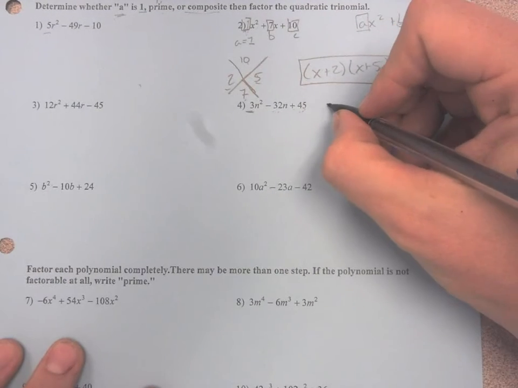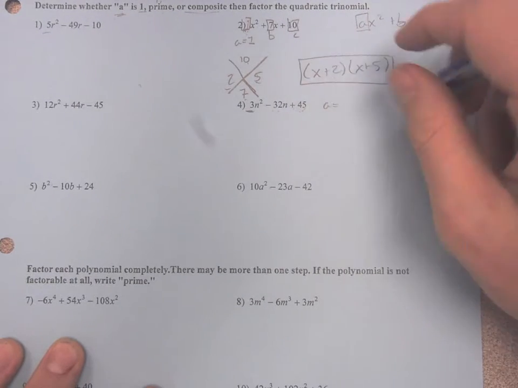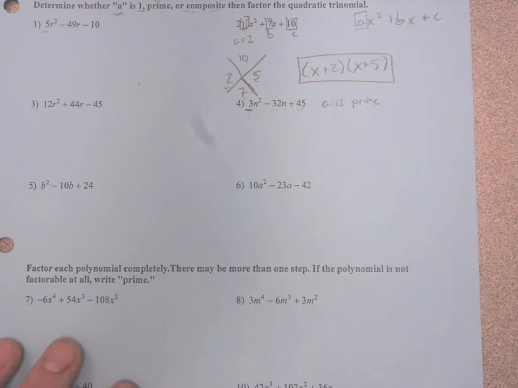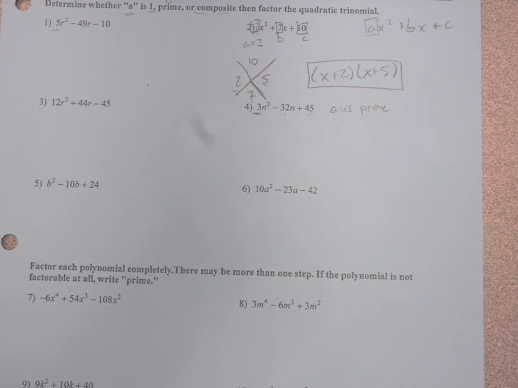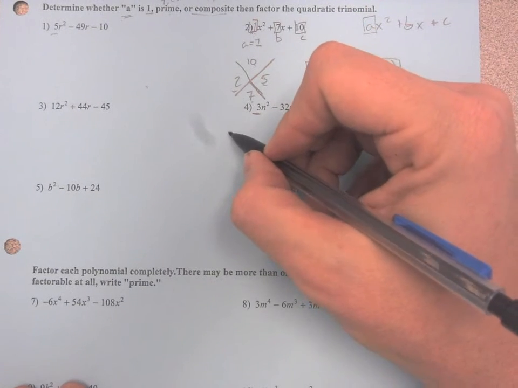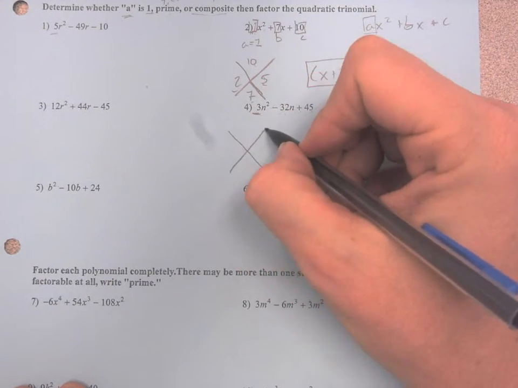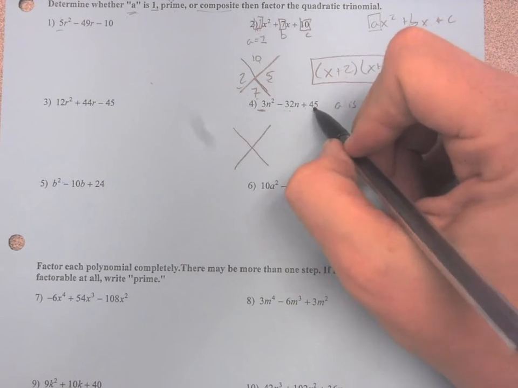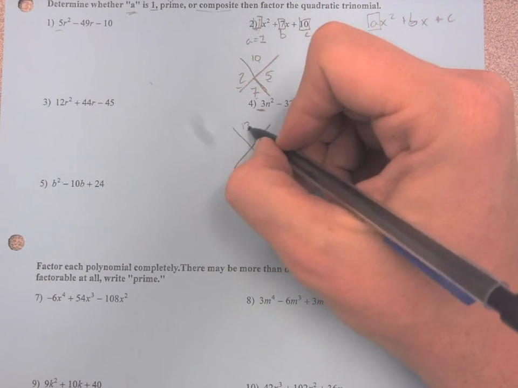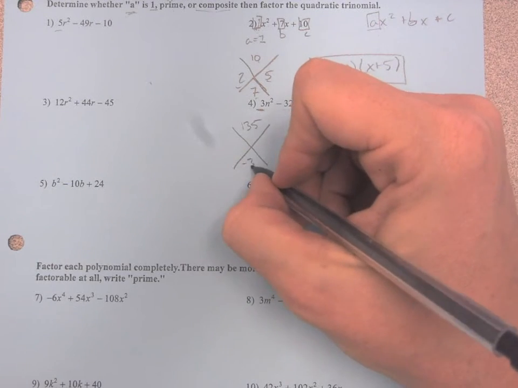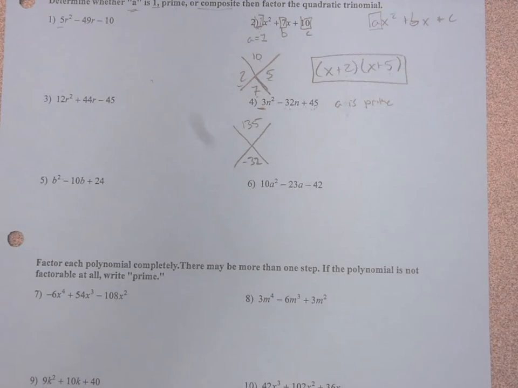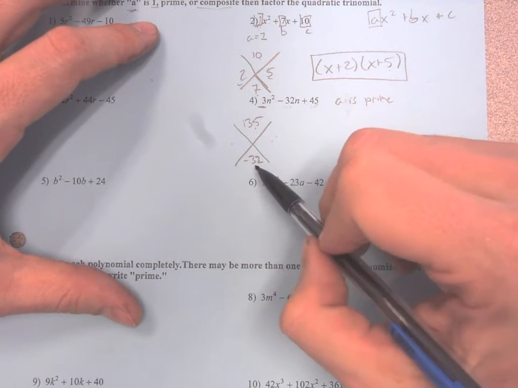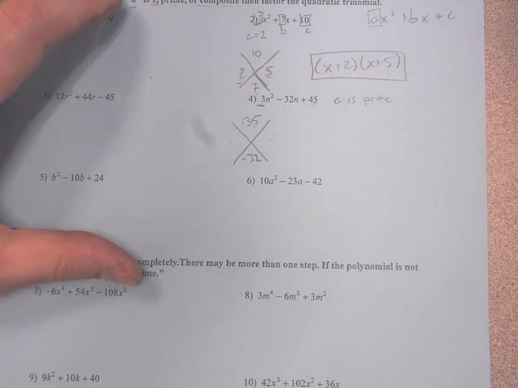Okay, so what I'm going to do is say A is prime, and that's going to make a difference for me here as well. So I'm going to go ahead and make my little cross just like I did up here. I'm going to multiply A times C just like I did up here. It's going to give me 135. I'm going to put B down here just like I did before. Okay. And now we're going to look for factors that multiply to 135, but when I combine them will give me a negative 32.